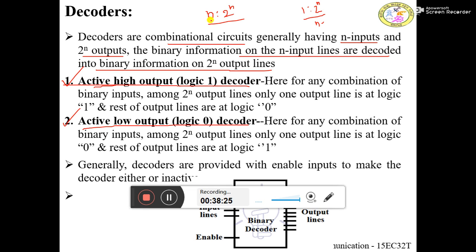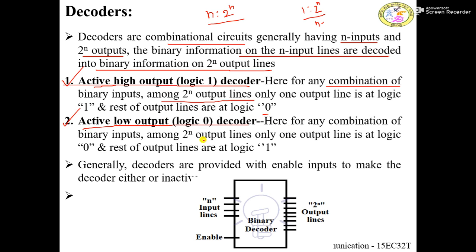It depends upon the binary information on the n input lines. The same is written here for the active high output decoder. For any combination of the binary inputs, among the 2 to the power of n output lines, only one output line is at logic 1, and all the rest of the output lines will be at logic 0 state. This is exactly reverse here. Out of 2 to the power of n output lines, only one output line is at logic 0, and all the rest of the output lines will be at logic 1 state.